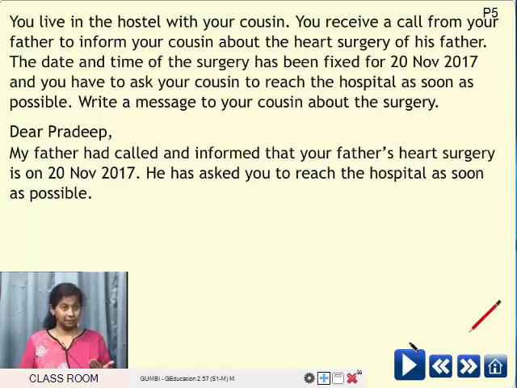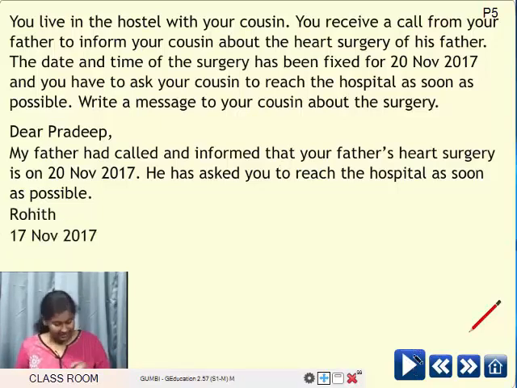So how does he write? My father had called and informed that your father's heart surgery is on 20th November 2017. He has asked you to reach the hospital as soon as possible. So immediately when he reads this message, he has to rush towards the hospital to look after his father, right? Who is writing this message? Rohit. So Rohit is writing this message and he receives the message on 17th November 2017 at 6 p.m.